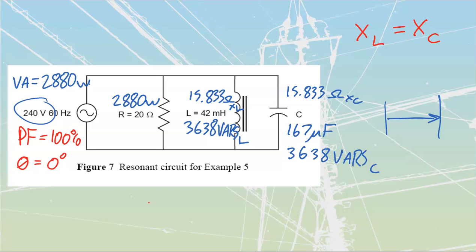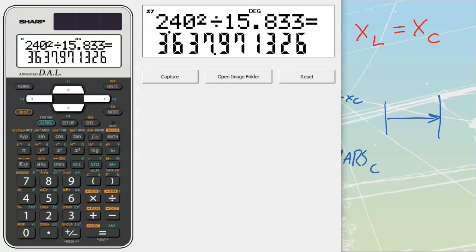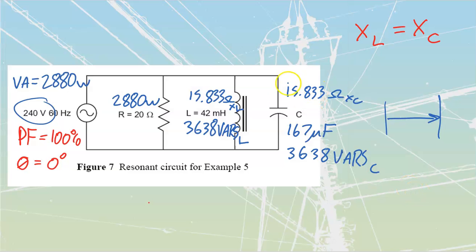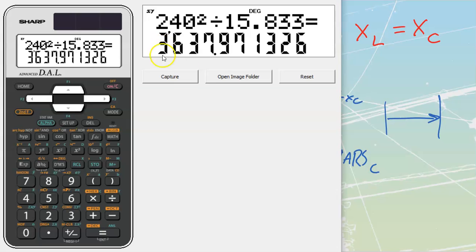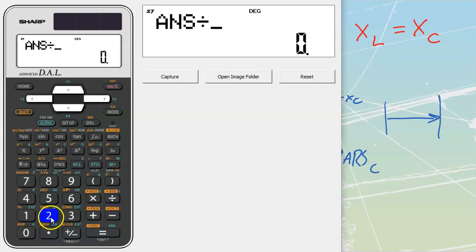Now what I can do is figure out my values of current. Well, if this is my VA, I can divide that by my voltage, and it's going to tell me my current. So we're going to do that. Well, actually, before we do that, let's do these ones over here, because I've got these vars over here, and if I divide them by the value of voltage, 240, then I should get my current out of that. So we might as well do that since that number's already in our calculator. Here's my 3637. I'm going to divide it by 240, right?